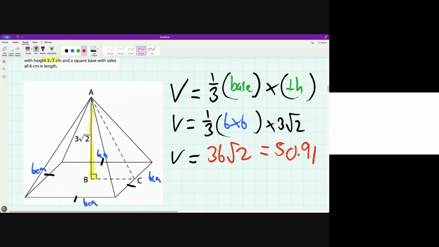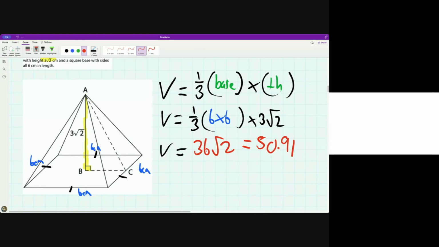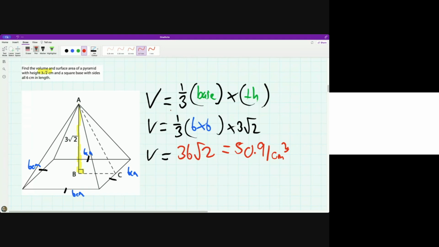Now, what are my units going to be? They're not going to just be normal units. They are going to be centimeters cubed. So it's how many little cubes will fit inside here. So volume is cubed. All right. Thumbs up if you followed that first one. Thumbs down if you didn't.